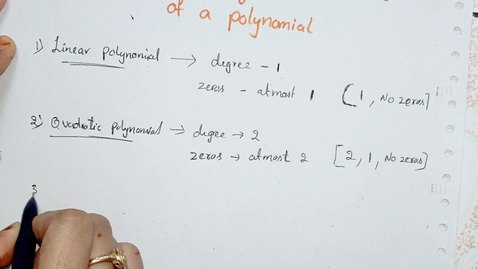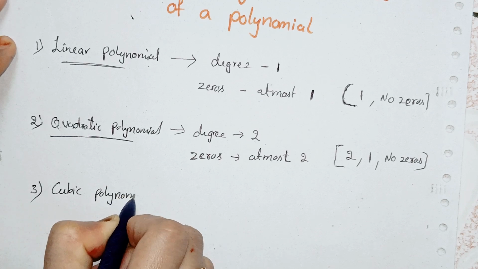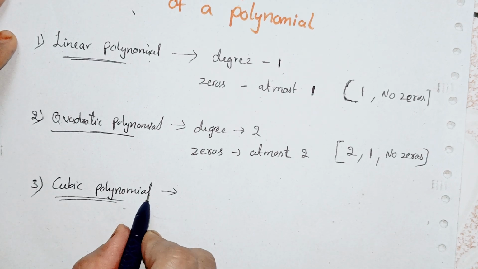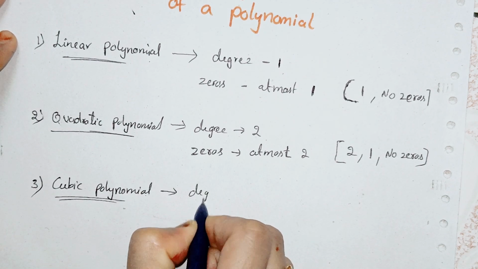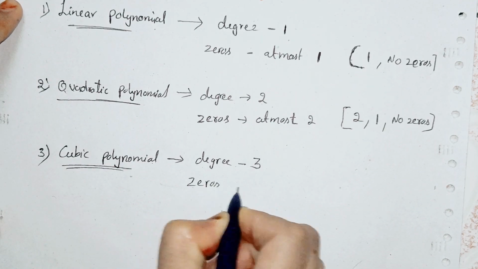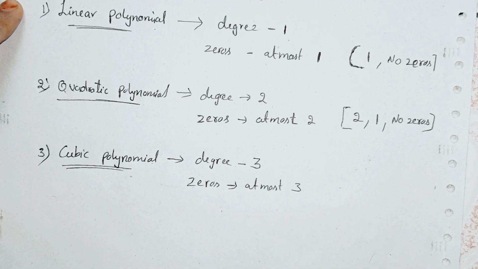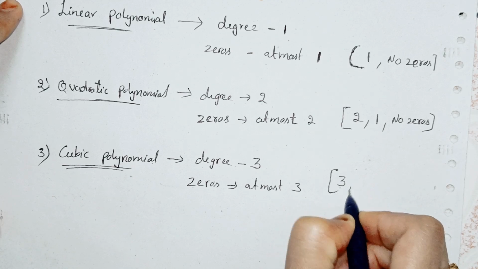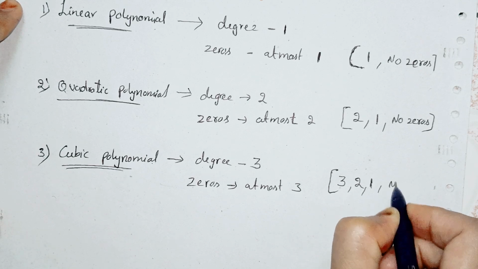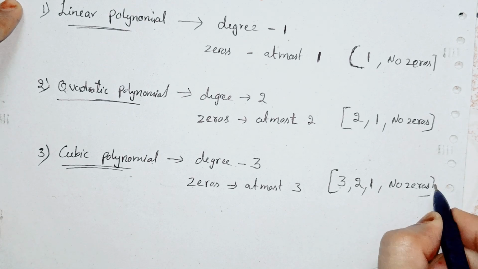Okay, let's see the third one, which is cubic polynomial. Alhamdulillah. So what is a cubic polynomial? A cubic polynomial is a polynomial whose degree is 3. Therefore, the number of zeros will be at most 3. You may get 3 zeros, you may get 2 zeros, you may get 1 zero, and sometimes you may see no zeros also in this case.